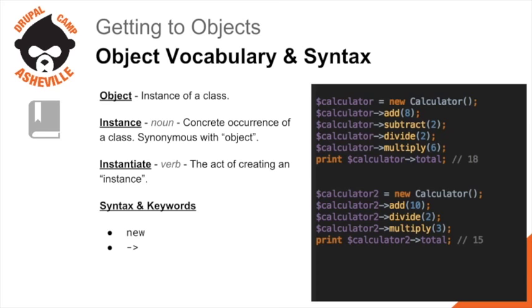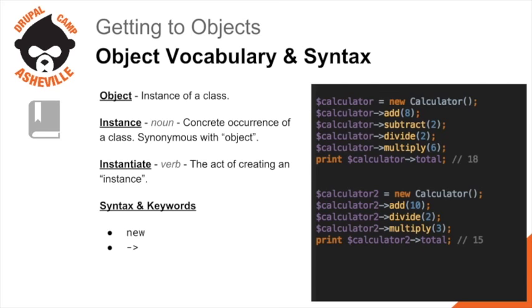So if you have a class that you want to make an object out of, you instantiate that class, and you do so like this. You say, new calculator is equal to this thing. So here we are instantiating the calculator class, and the result of that is an object that I have chosen to name calculator.